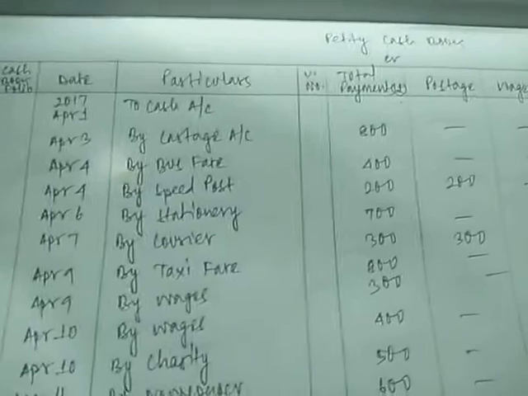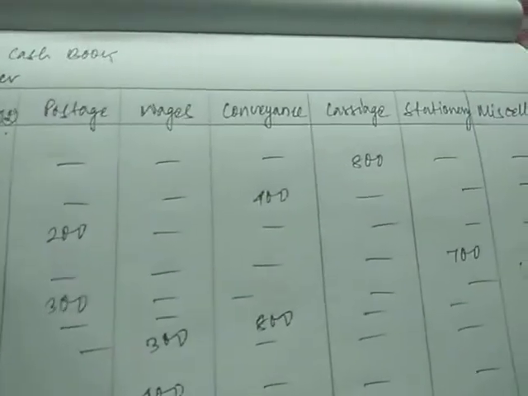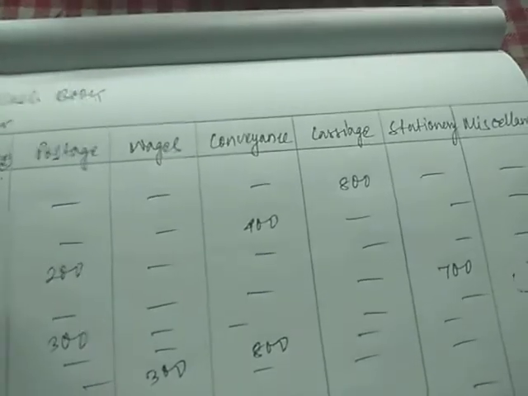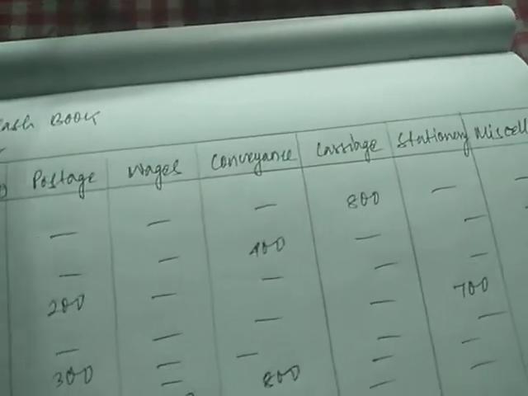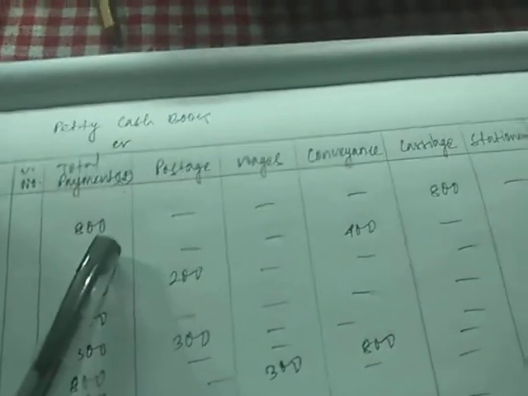So here you can see on April 3rd by cartage 800 in total payments, and this 800 is also entered in the carriage column because cartage and carriage are almost similar items. So I have written it here. The rest of the columns are blank and total payments 800.